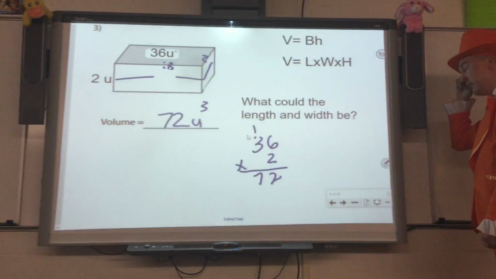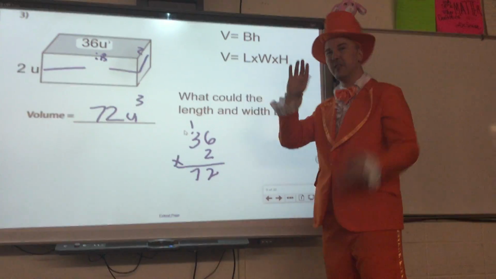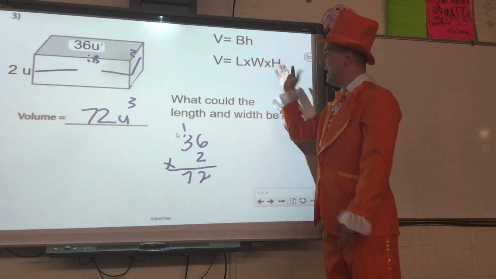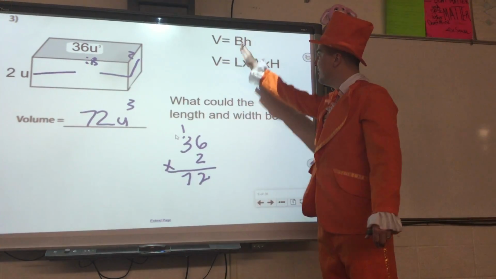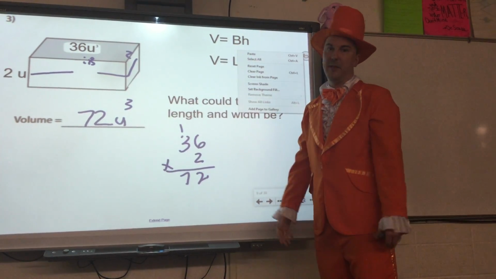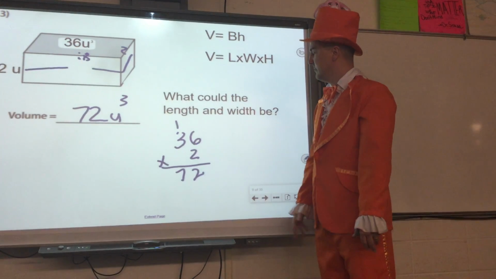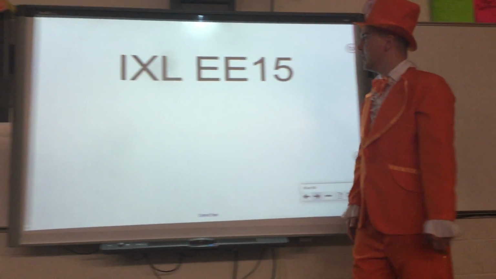Okay. So again, when we're trying to find volume, there's kind of two different ways. One, length, width, and height, multiply them all out. If they give you the area of the base, multiply that by how many levels there are. There's 2 levels.